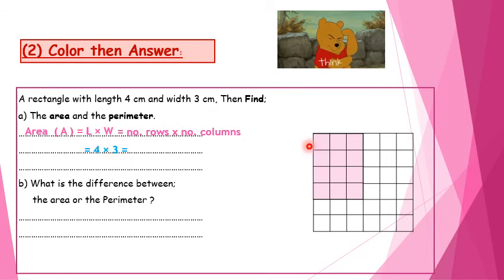Or I can count the number of rows. Here I have 1, 2, 3, 4 rows and 1, 2, 3 columns. So it's the same. 4 by 3 equals 12, and don't forget the unit, it's centimeters squared.